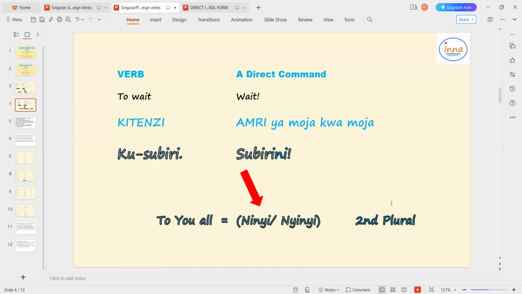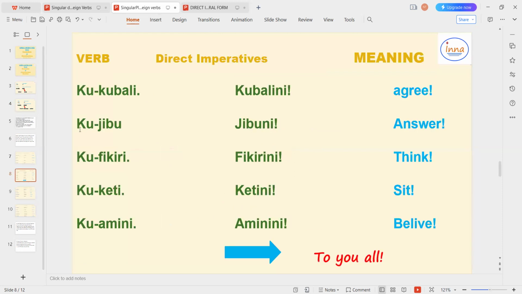You all is the second person in our personal pronoun, plural form, you. And in Swahili, we say ninyi or nyinyi. So we had kusubiri and it became subirini, a command to two people or more. More examples are like kukubali, and the command will be kubalini. Kubalini means I'm telling many people or two to agree.